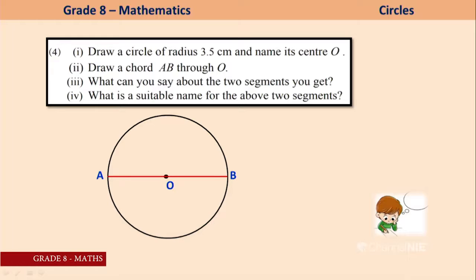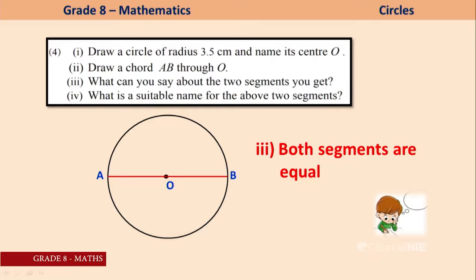Third one, what can you say about the 2 segments you get? In here, AB is the diameter. So, this AB separates this circle into 2 equal parts. So, they ask about what can you say about the 2 segments you get. What is the answer? Both segments are equal.